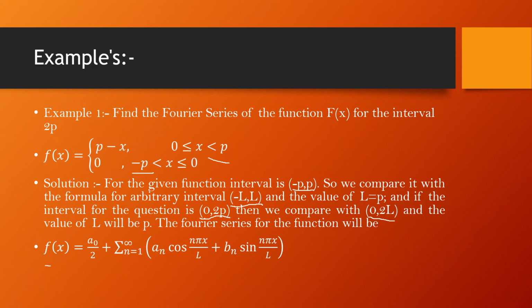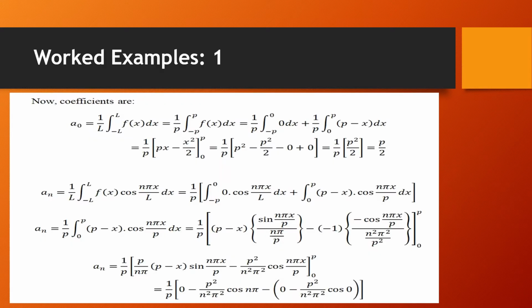The Fourier series for the arbitrary interval is this, where f(x) is equal to a naught by 2 plus summation n = 1 to infinity of a_n cos(n pi x by L), where L is inside the angle, plus b_n sin(n pi x by L). Now we are going to calculate the value of a naught for the given problem. Capital L, we calculated as p. Putting the value of function f(x) and L in the formula, we get this value. The function is 0 for the limit minus p to 0, and the function has the value p minus x for the limit 0 to p.